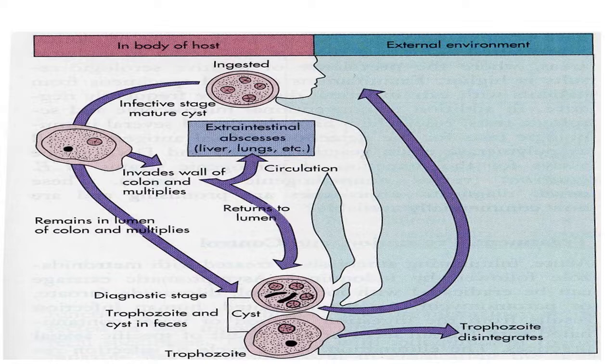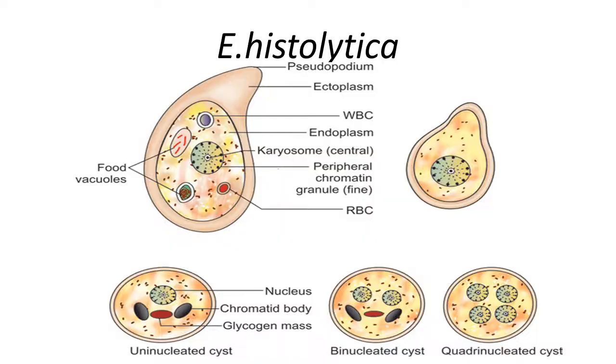In extra-intestinal amoebiasis, we can only see the trophozoite stages. But in the other one, that means the intestinal cycle, we can see both the trophozoite stage and the cyst stages. Now you have some idea about the life cycle of this parasite.